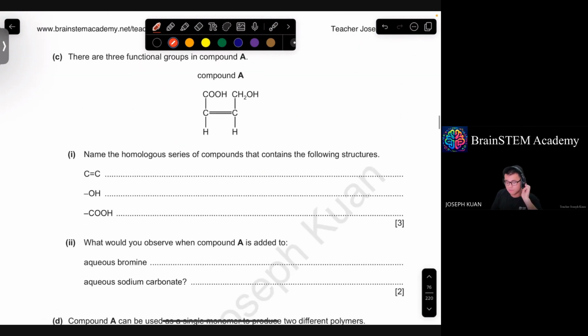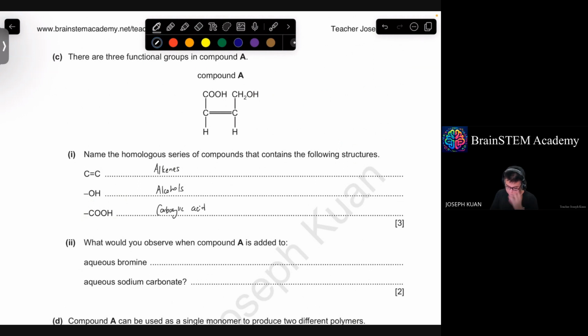Next question, there are 3 functional groups in compound A. Name the homologous series of compounds that contain the following structures. So the first one is a carbon-carbon double bond that occurs in alkenes. Then the next one is the hydroxyl group that's actually occurring in alcohols. And the last one is a carboxyl group that occurs in carboxylic acids.